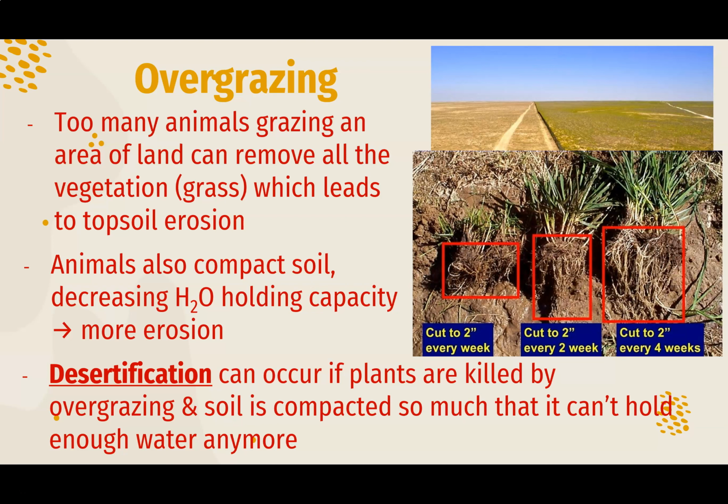Now, this diagram is kind of interesting. We're going to see it again in a little bit. If it's cut or grazed too quickly, you can see here, tiny roots. If you let it grow, you have deeper roots. But again, one of those things where if you wait too long, and the animals are hungry, if you let them graze too much, then there's no vegetation. So it's a constant battle with what to do.